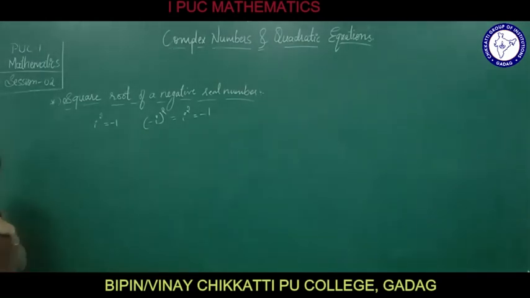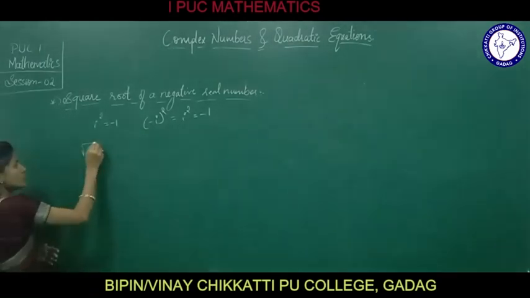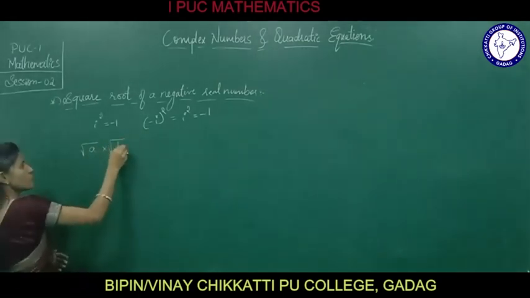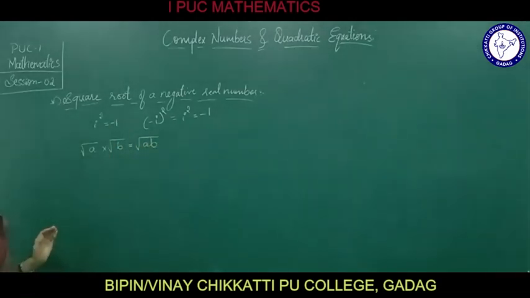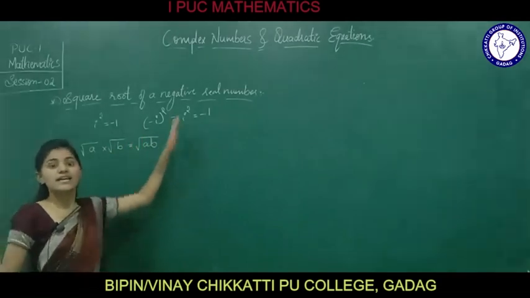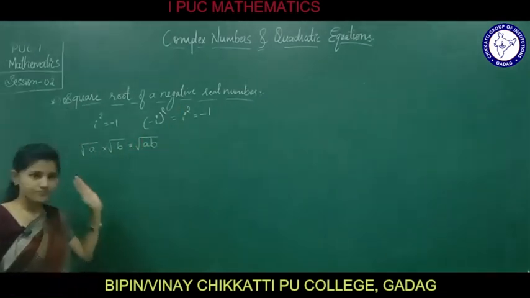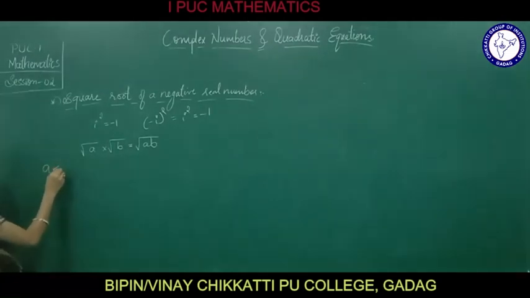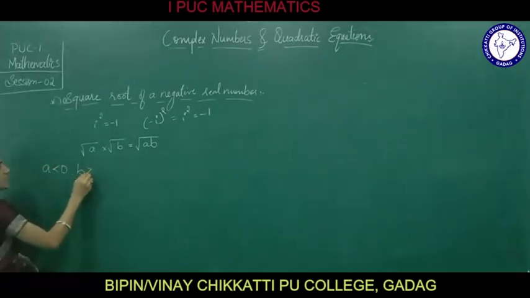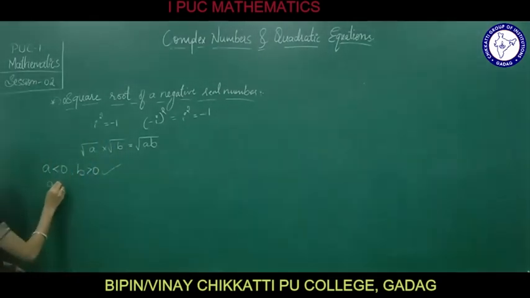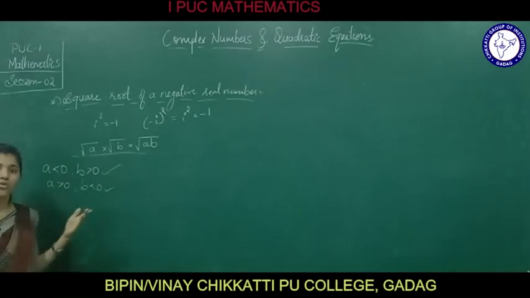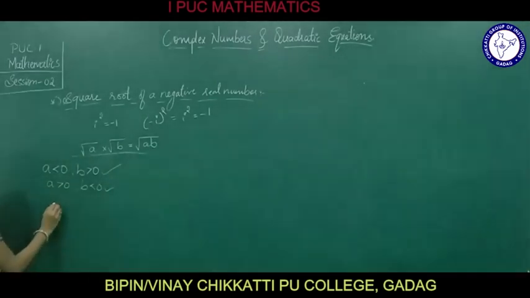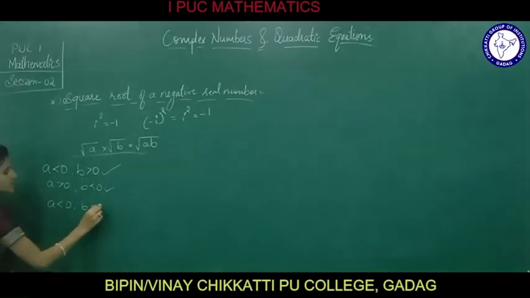We have one more identity: root of A into root of B is equal to root of AB. This is the identity. For square roots of negative real numbers, when does this hold? If A is less than 0 and B is greater than 0, this property is satisfied. Or else, if A is greater than 0 and B is less than 0, we can say that this identity holds. What about if A is less than 0 and also B is less than 0?